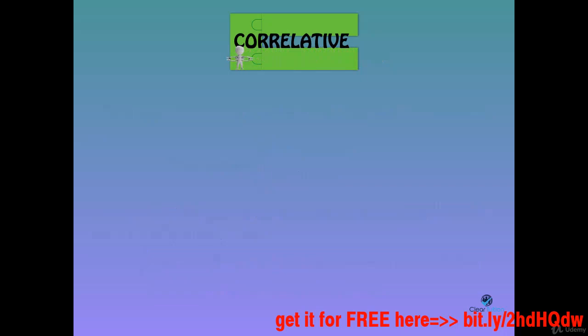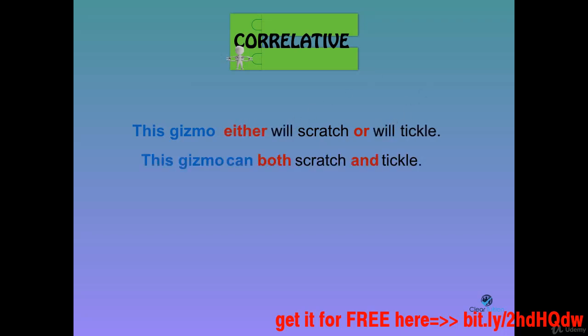In the examples we've used so far, we've only applied the not only but also conjunction, but the same rule applies for all correlative conjunctions, as I'm about to show you. The stem words are in blue and the conjunctions in red. This gizmo will either scratch or tickle, or this gizmo either will scratch or will tickle. This gizmo can both scratch and tickle, or this gizmo both can scratch and can tickle.